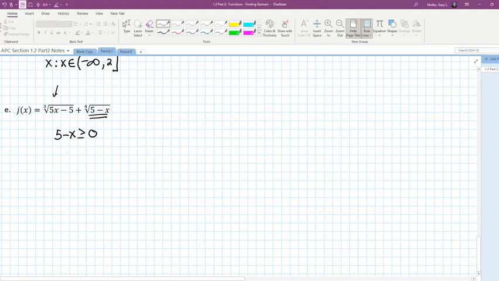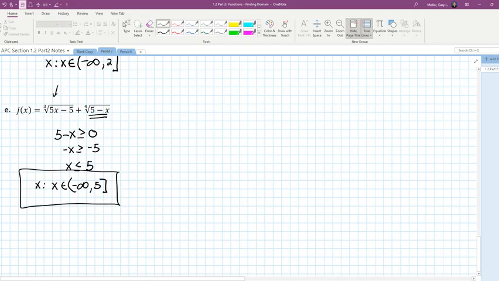Move the 5. And once again, we're switching the inequality. And so x belongs to the group negative infinity to 5. Okay, that's it. Hopefully that all makes sense.